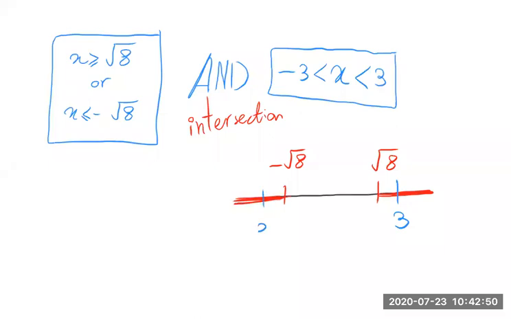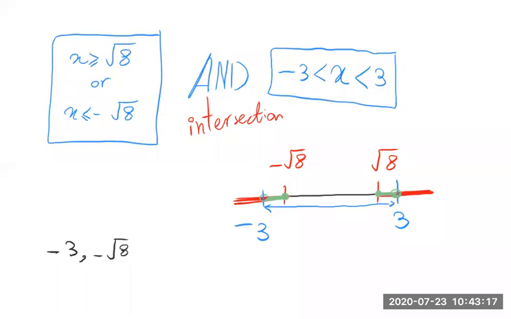-3 is here. The second condition says x should be in this interval. Well, we should take intersection. And as you can see, the intersection is from here to here, this part, and then here to here. That's the intersection, right? So it starts at -3. It goes to minus the square root of 8.